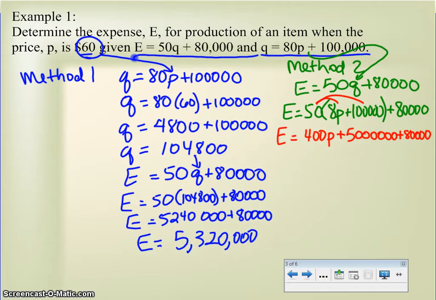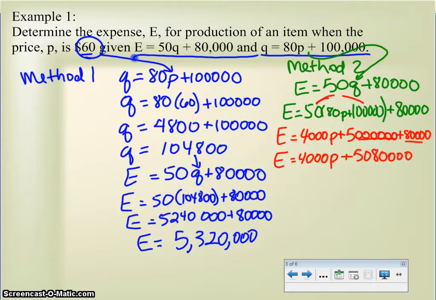And actually, sorry, this should have been 80P. Let me rewrite that whole area there. So 50 times 80P plus the 100,000, which means in this next one it's not 400P, it's actually 4,000P. Okay, next I'm going to combine these like terms, and I get E equals 4,000P plus 5 million 80,000.